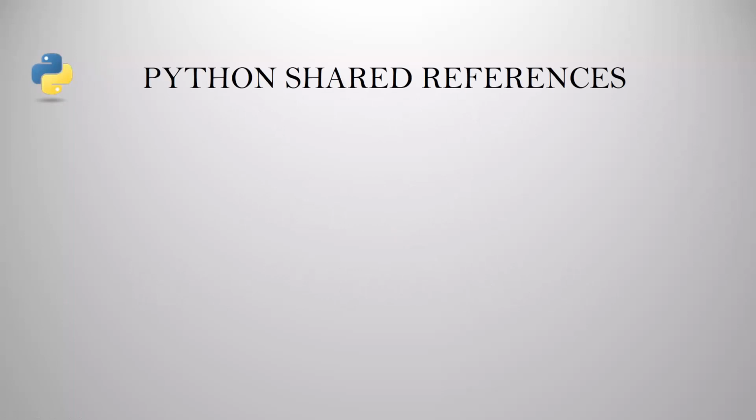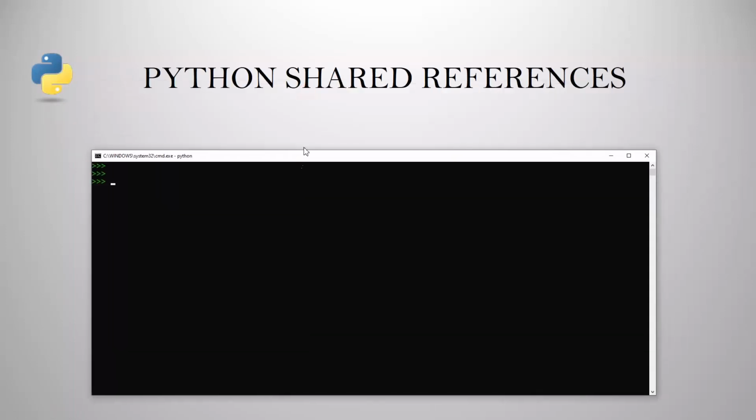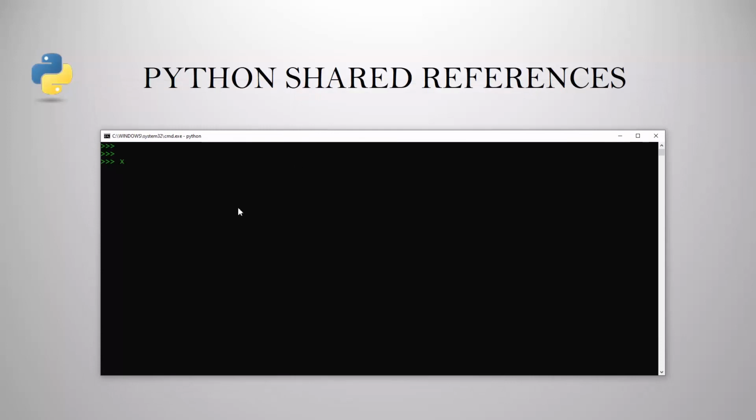So let's create a variable x and assign a value 10 to it. Now create another variable y and assign the previously created variable x to it. So here when we print x it will show 10, and when we print y it will also show 10.